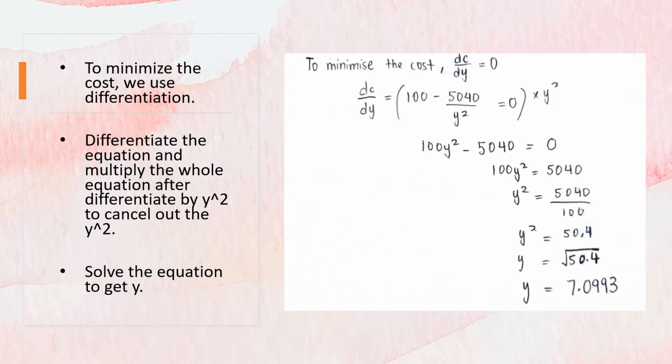Okay, so to minimize the cost, we have to use differentiation. So we differentiate the equation and multiply the whole equation after differentiating it by y square to cancel out the y square. And then we will solve the equation to get y. And the y we get is 7.0993.